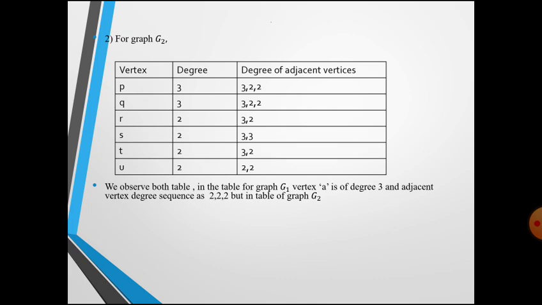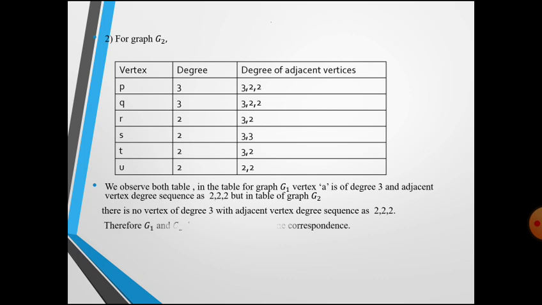Therefore, the one-to-one correspondence does not exist between graphs G1 and G2, and we say that these two graphs are not isomorphic. There does not exist a bijective relation on these two graphs, and we say that these two graphs are not isomorphic graphs.